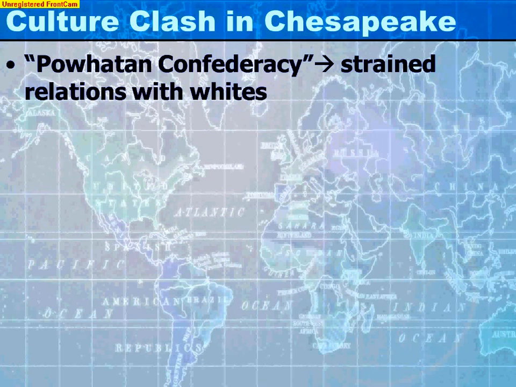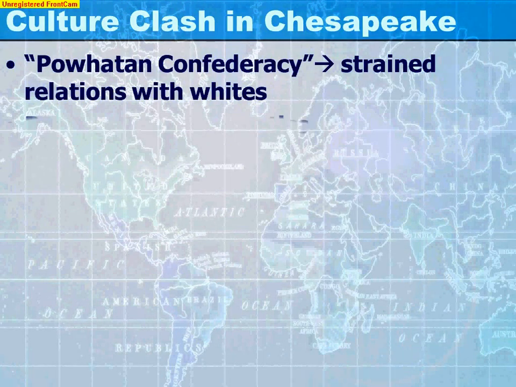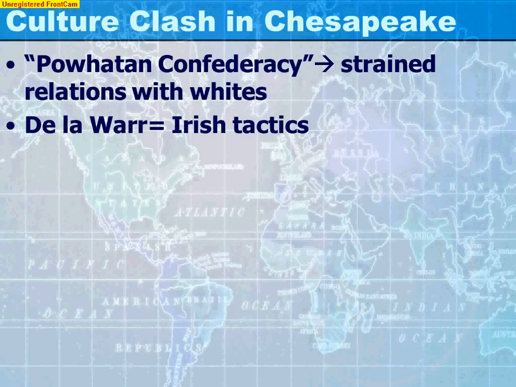Now, at first, he tried to align with them. He tried to create good relationships with the white English. However, that's going to become very difficult later on, especially after Lord de la Warr came in and started using his Irish tactics, as I said before, to burn down villages.